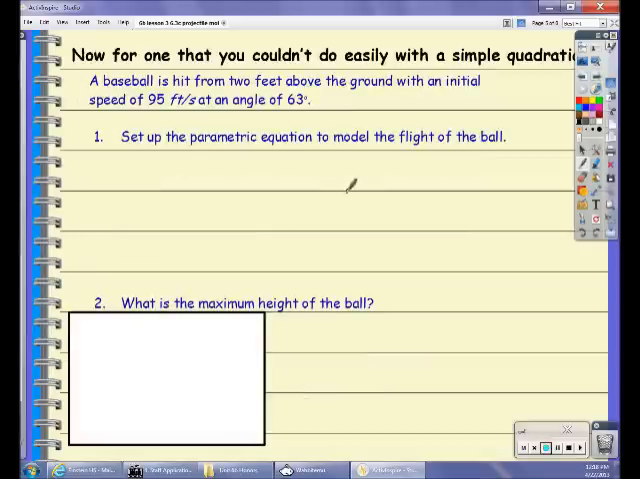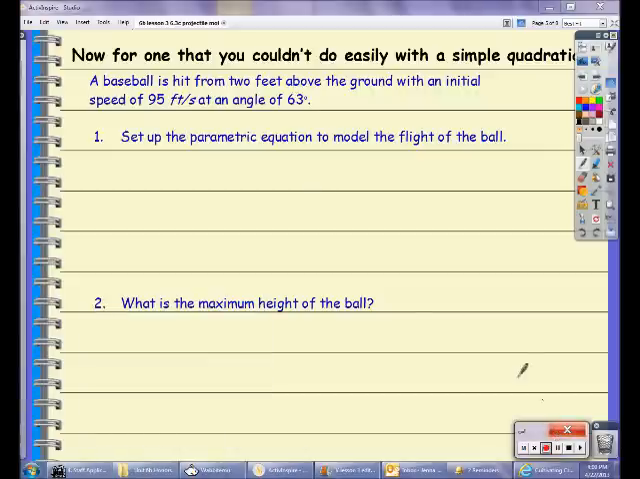Now, that one you may have noticed you could have used just a simple quadratic equation, like from your Algebra 2 class. This one's slightly less simplistic. So let's begin. A baseball is hit from 2 feet above the ground, that's your h sub 0, with an initial speed of 95 feet per second, that's your v sub 0, at an angle of 63 degrees, that's going to be your theta. Set up the parametric equation to model the flight of the ball.